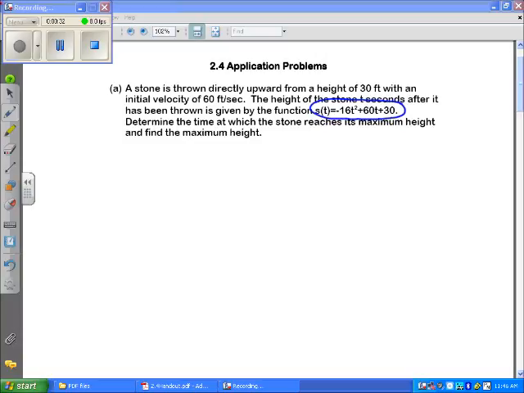Okay, by looking at this function, we can tell that the leading coefficient is negative, which means the parabola opens down. So we know our vertex is going to be our maximum. So what we're going to do is try to find our maximum with this particular vertex. The way we find the vertex, there's a couple different ways, but the way we're going to do it is we're going to use the following vertex formula.